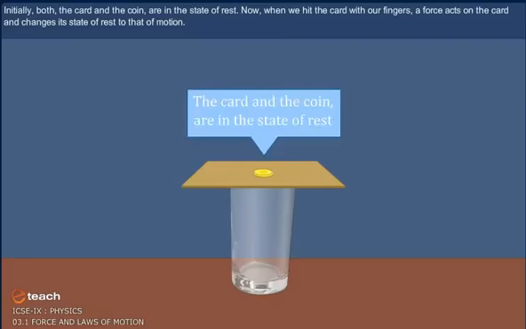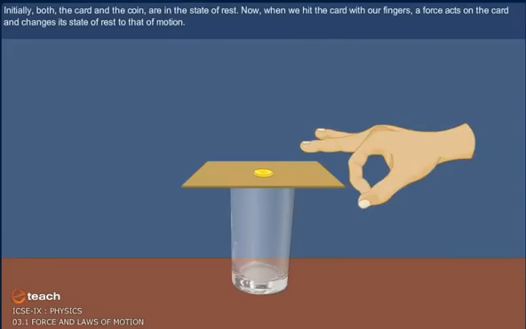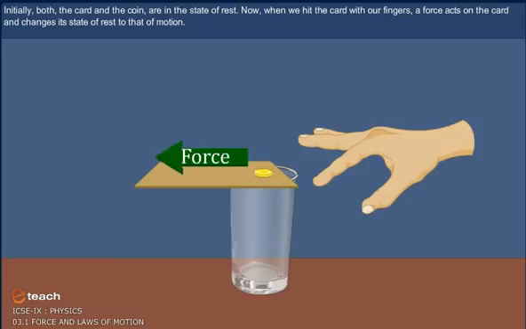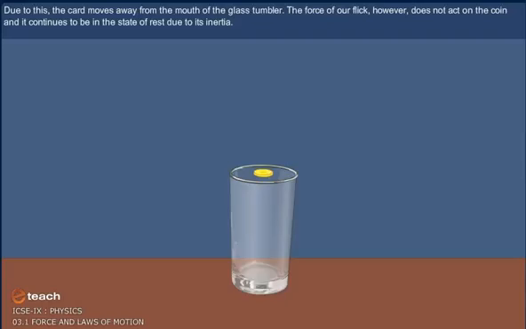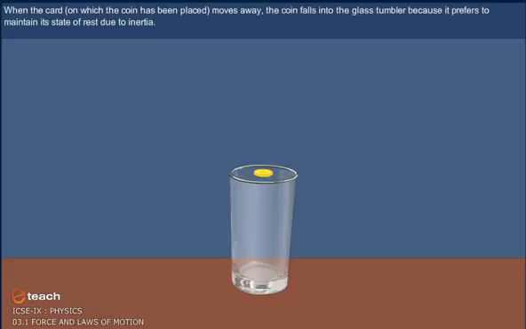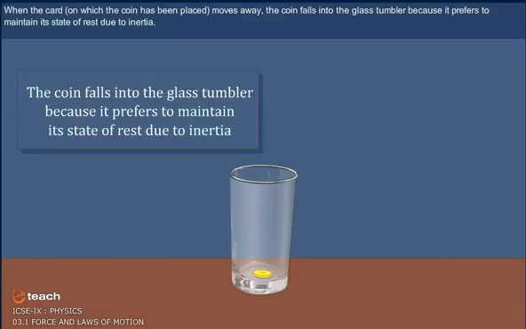Initially, both the card and the coin are in a state of rest. Now, when we hit the card with our fingers, a force acts on the card and changes its state of rest to that of motion. Due to this, the card moves away from the mouth of the glass tumbler. The force of the flick, however, does not act on the coin, which continues to be in the state of rest due to its inertia. And when the card on which the coin has been placed moves away, the coin falls into the glass tumbler because it prefers to maintain its state of rest due to inertia.